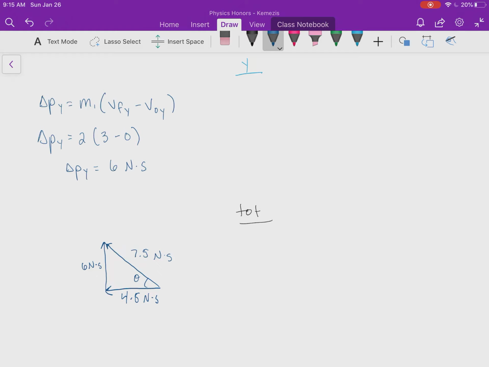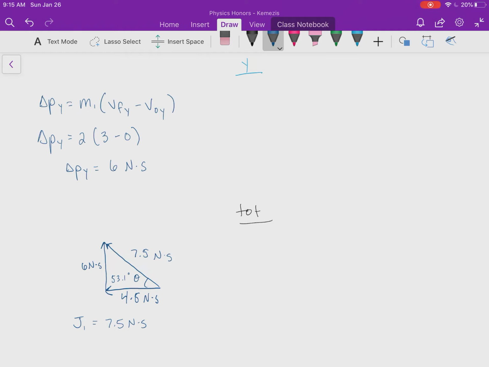I'm not writing this out because we have similar work up there, and we're getting used to using our trigonometry functions to do this. So we're going to do tangent of 6 because that's the opposite over the adjacent 4.5. And I get an angle of 53.1 degrees. Okay, so the impulse of object 1 is 7.5 Newton seconds.